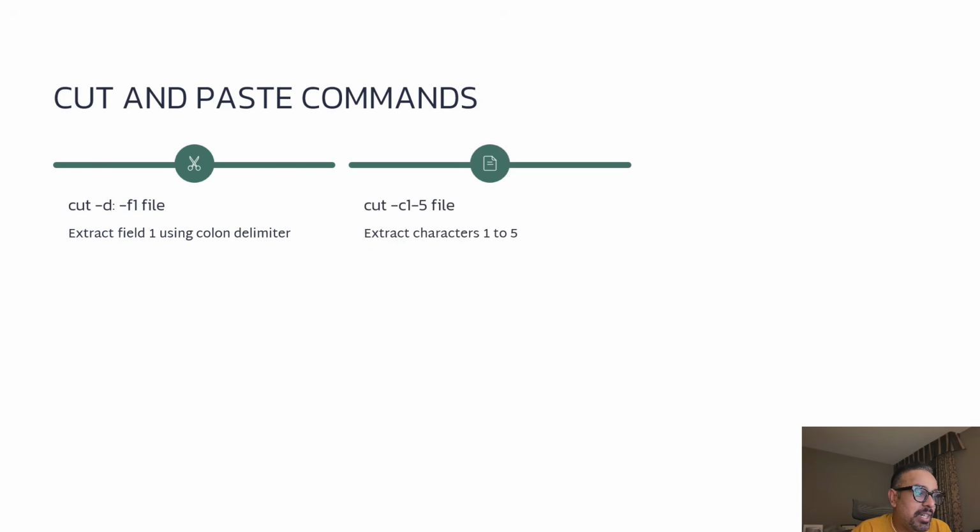The second command is cut -c1-5 and the file name. It is going to extract the characters from 1 to 5 from each line. So if I have multiple lines, it is going to extract characters 1 to 5 from line number 1, then line number 2 again 1 to 5. So for each line it is going to run one by one.